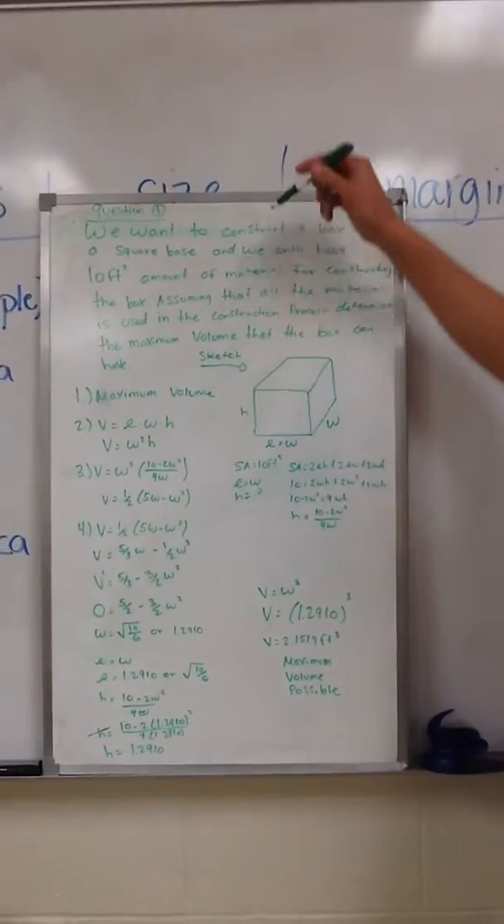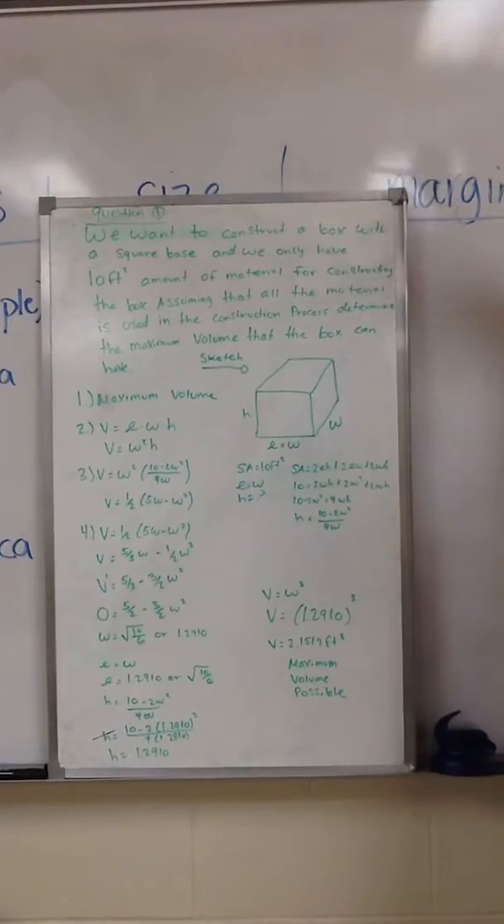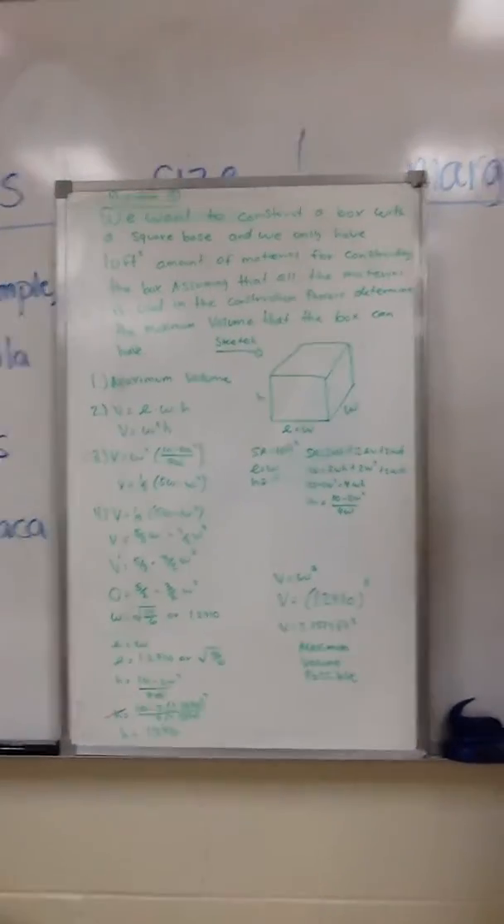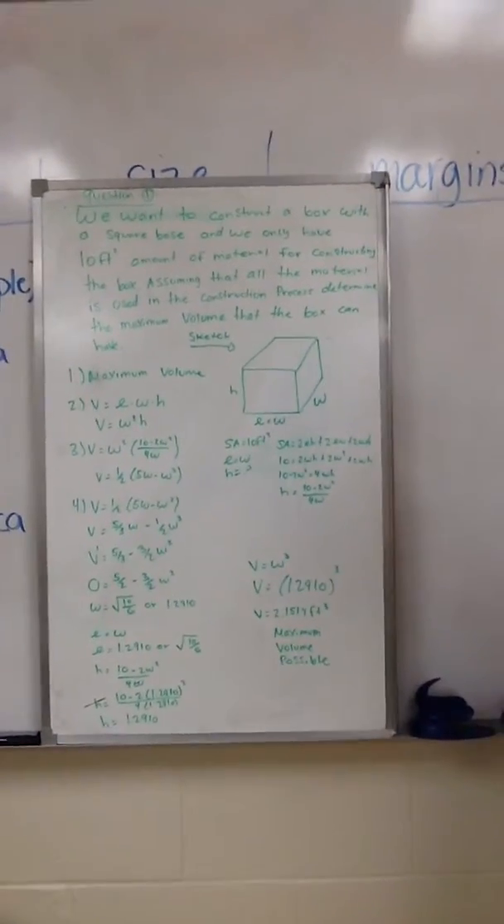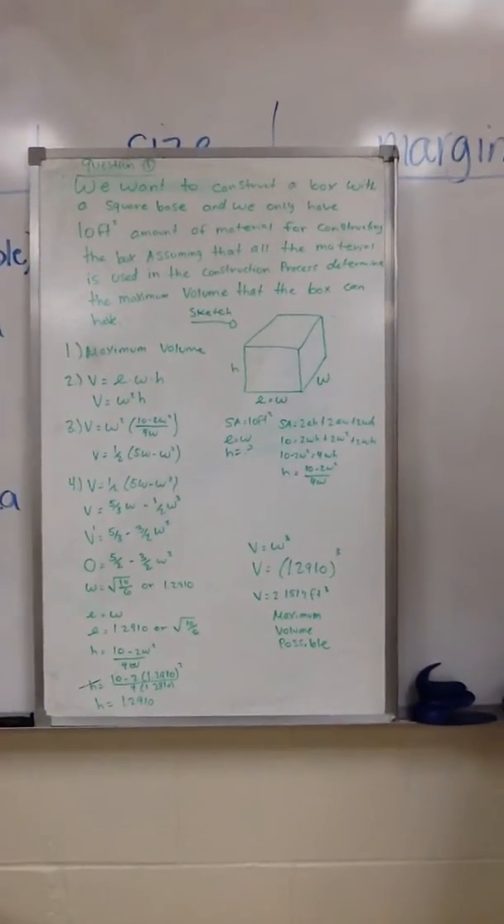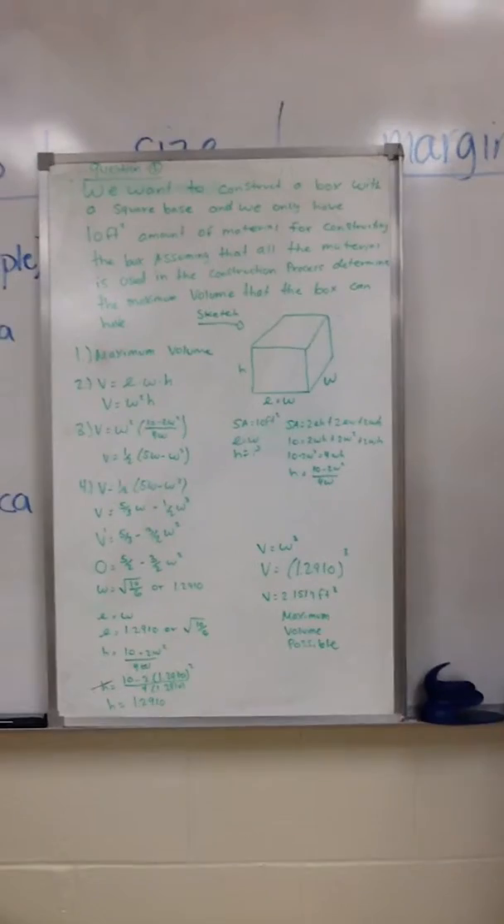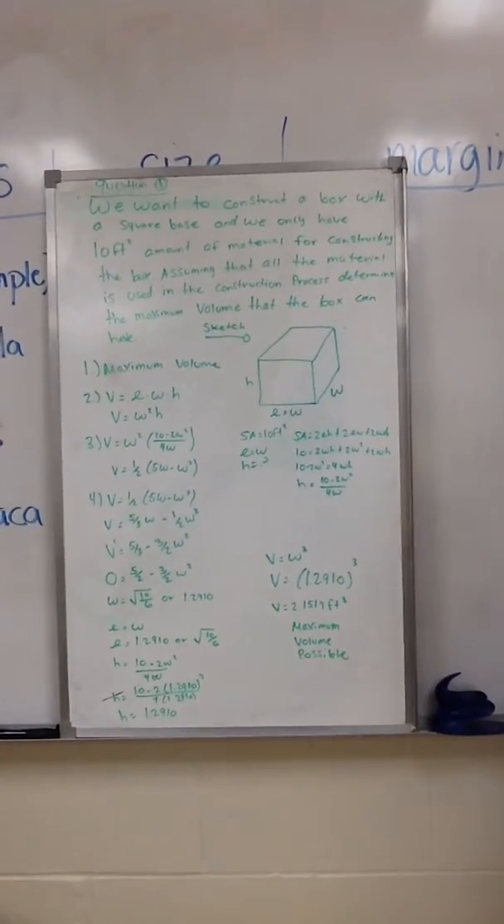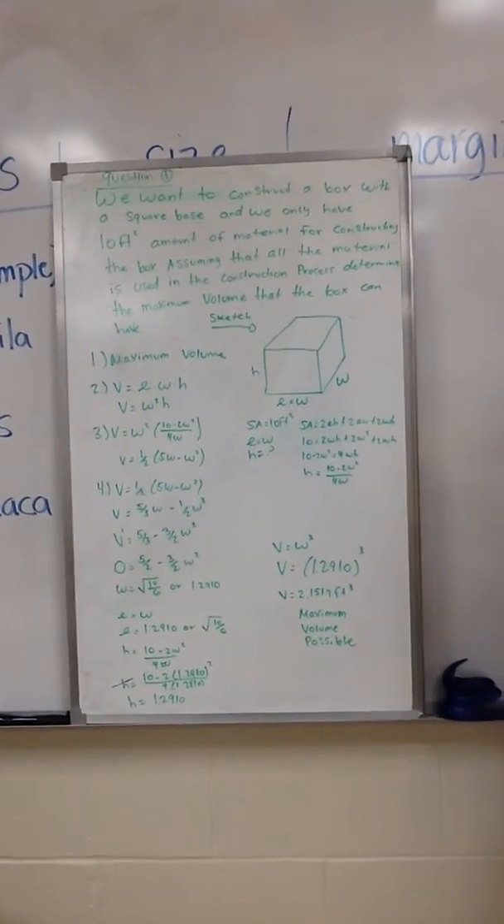Okay, so first question. We want to construct a box with a square base and we only have 10 feet squared amount of material for the construction of the box. Assuming that all the material is used in the construction process, determine the maximum volume that the box can have.